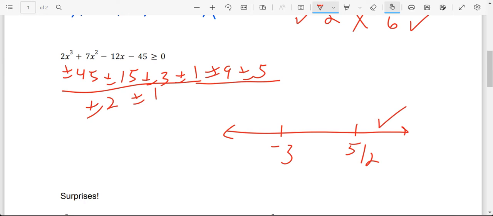So we know that part of our solution is going to be 5 over 2 comma infinity. Now in between, no, it does not work. Less than negative 3, no, it does not work. If I put 0 in, 0 is usually the easiest to plug in, I'll get negative 45. Why? That goes to 0, that goes to 0, that goes to 0. Minus 45. Negative 45 is not greater than 0, folks. And anything less than negative 3 doesn't work.